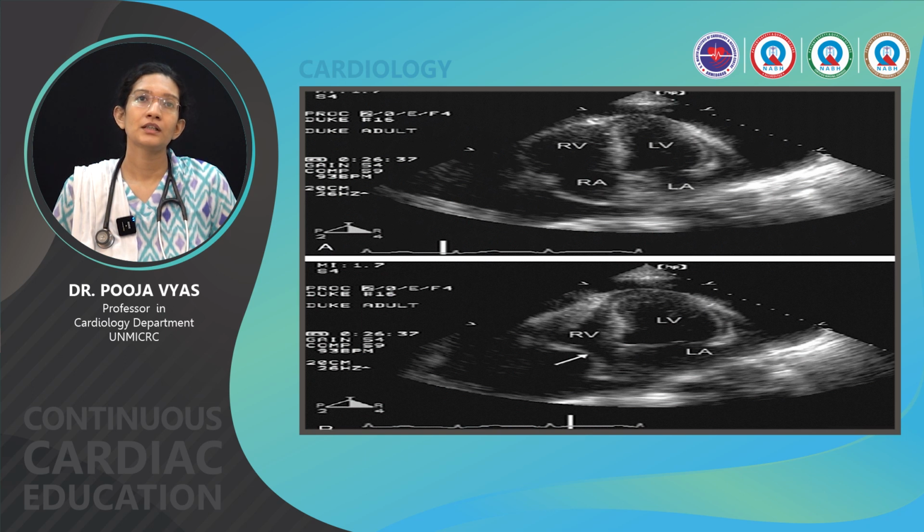So in this image also, in the lower image, we can see the collapsed RA during the late diastolic phase of the cardiac cycle.